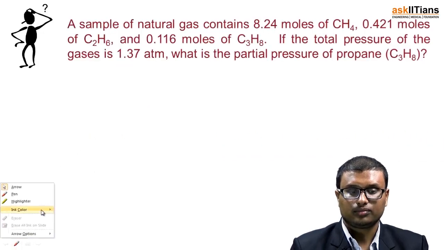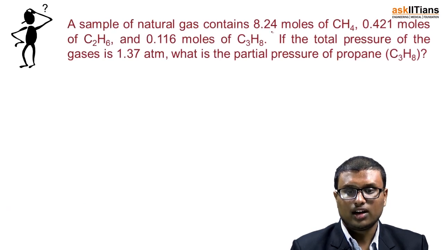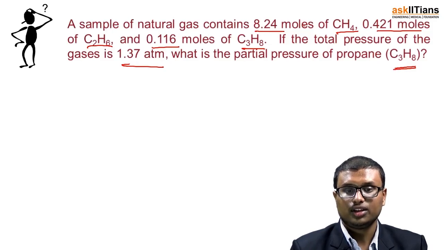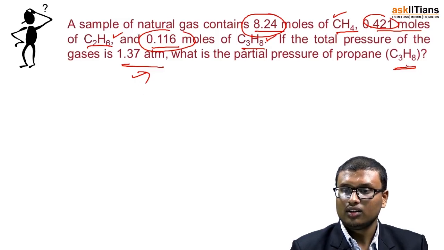Now let's solve a question. A sample of natural gas consists of 8.24 moles of CH4, 0.421 moles of C2H6, and 0.116 moles of C3H8. If the total pressure of the gas is 1.37 atm, what is the partial pressure of propane? So there are three types: the first is CH4, the second is C2H6, and the third is C3H8. What is given? The number of moles is given, and the total pressure is also given. You have to find the partial pressure.